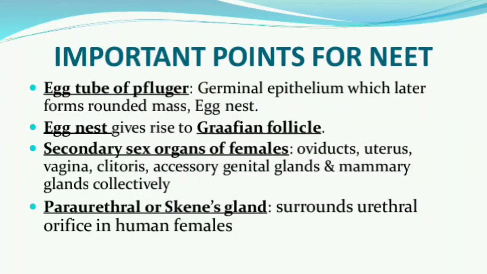Now again some important points for NEET have been discussed. The first one is the egg tube of Flügger. What is that? Germinal epithelium which later forms a rounded mass or egg nest is known as the egg tube of Flügger. Now what is an egg nest? The egg nest is the rounded mass that gives rise to the Graafian follicle.